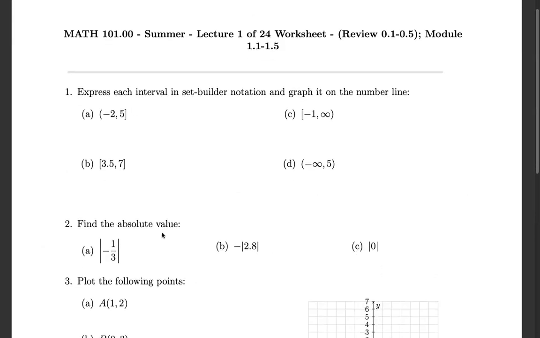Let's see the second one. Second one, we want to evaluate absolute value. So absolute value of a negative number becomes positive, it's 1/3. But this negative sign is outside, so we just need to rewrite it. But the absolute value of 2.8 is 2.8. So for this one, we get a negative 2.8, because the negative sign is outside the absolute value. Well, absolute value of 0 is 0.